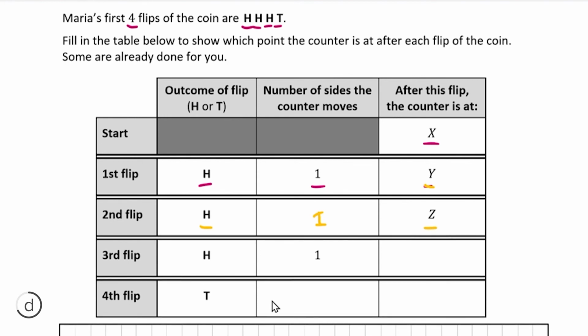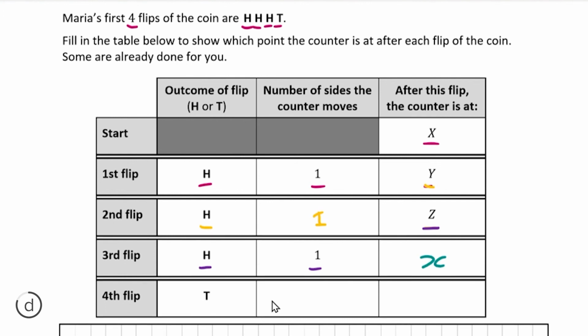Now looking at our third flip, she got a head, so that means she's going to have moved one space, which has been filled in for us. And since she was already at Z, we're going from X to Y to Z and back to X. So from Z, we're going to go to X. And that will be our answer.